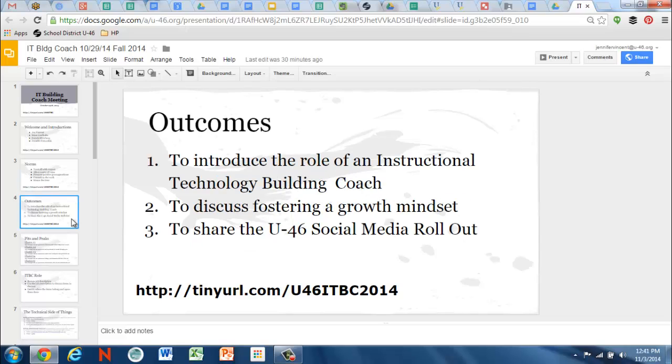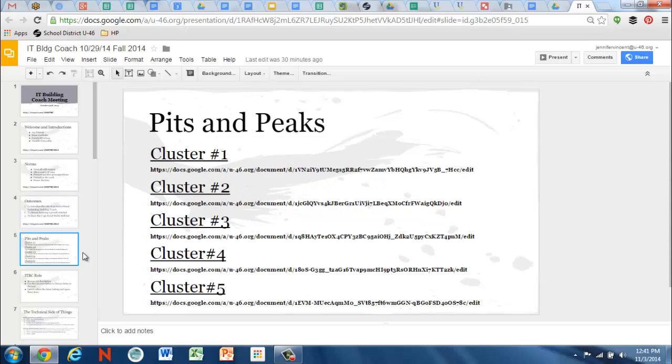We shared outcomes according to our agenda to introduce the role of Instructional Technology Building Coach, to discuss how we can foster a growth mindset, and then we shared the U46 social media rollout. Just to get things started by way of introduction, we shared pits and peaks, and this is something that we'll do at every meeting.